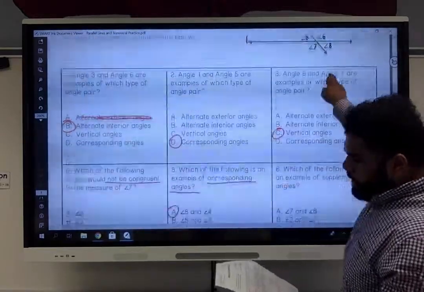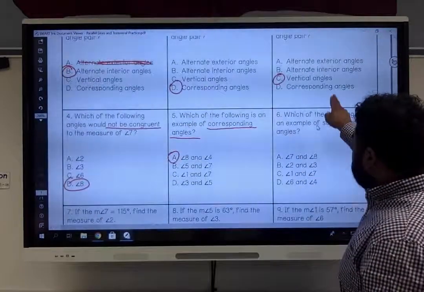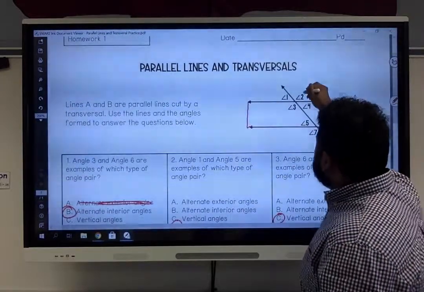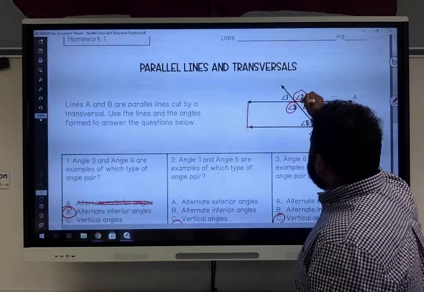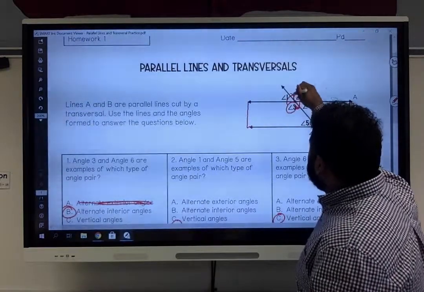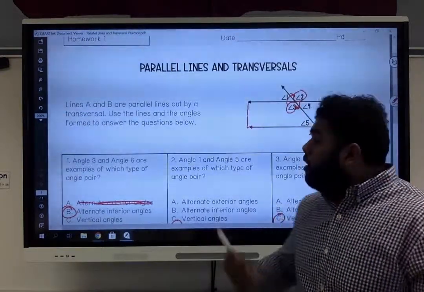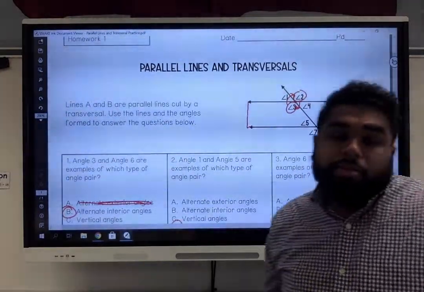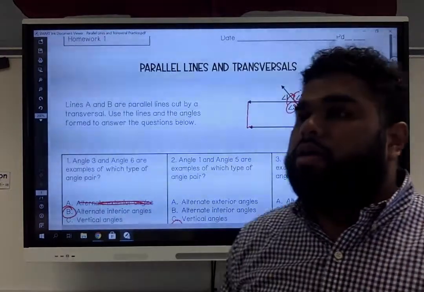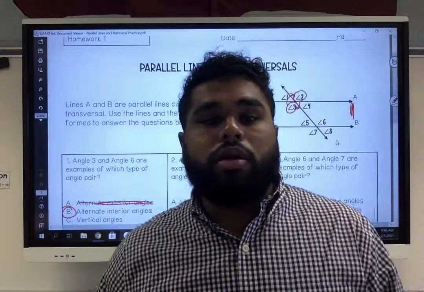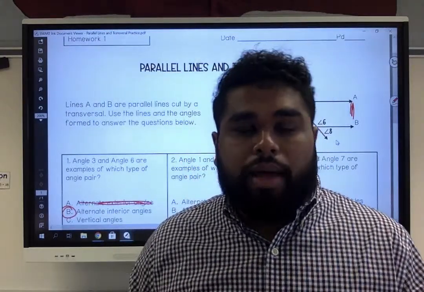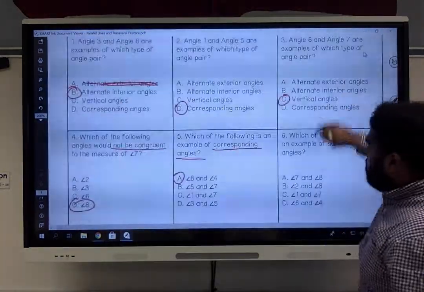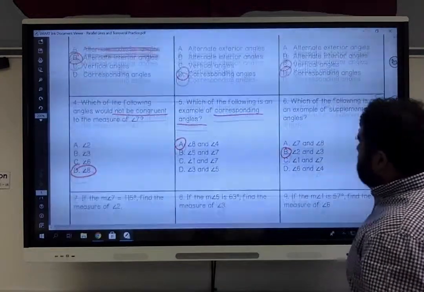Okay. The second answer choice was 2 and 3. All right. Well, 2 is right here and 3 is right here. They are opposite away from each other. And they're vertical, right? Because they're on opposite sides of the transversal and they're opposite from each other, right? So if they are vertical angles, that means they are congruent. If they're congruent, that means they can't be supplementary. So it means our answer will be B. Okay.